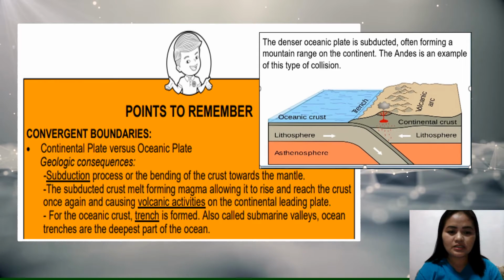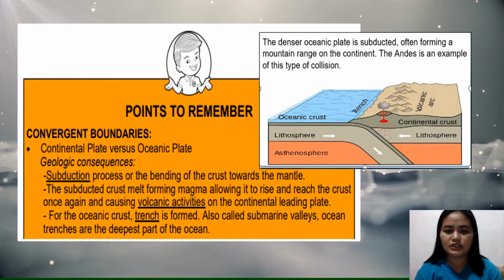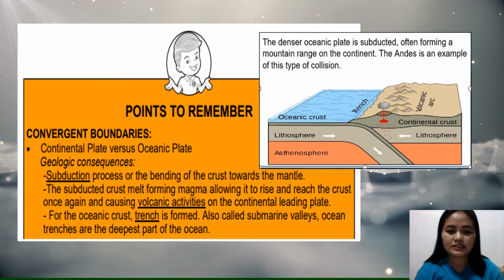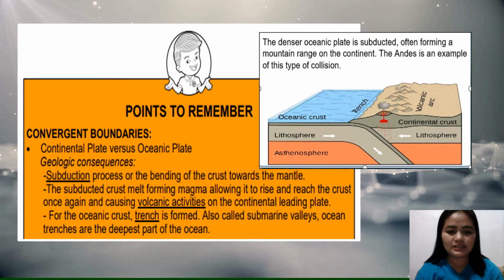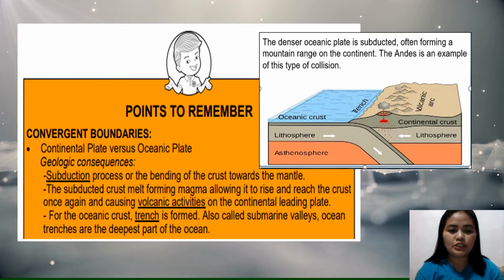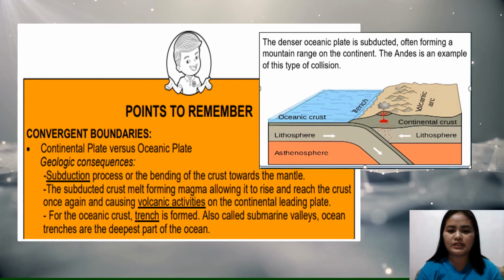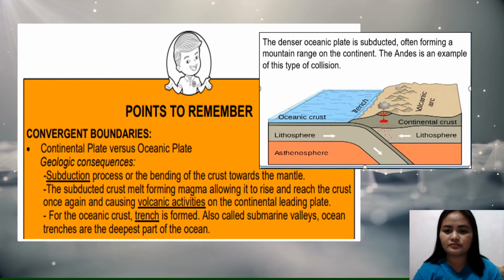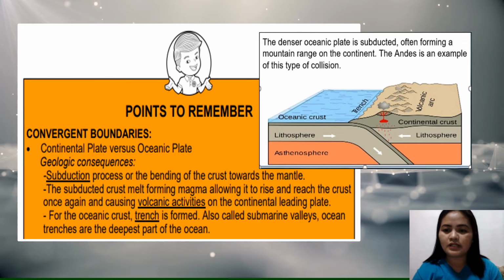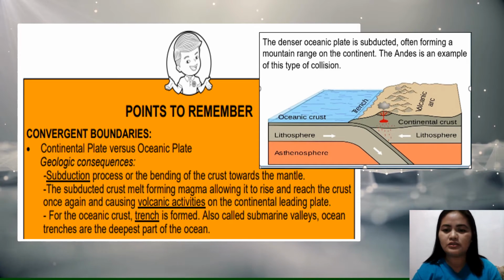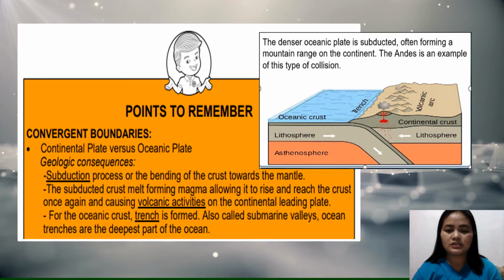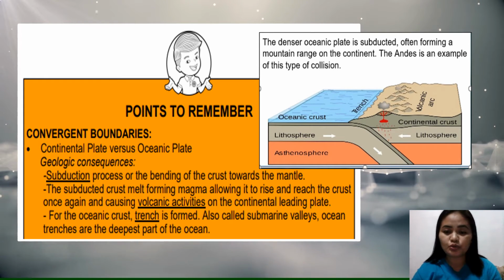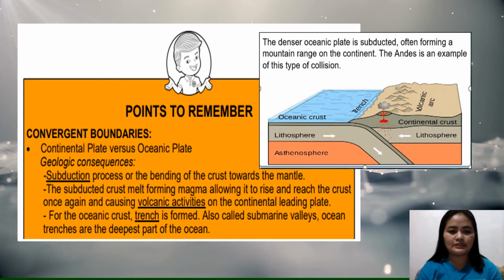For the oceanic crust, trench is formed. You can see it in the picture. This trench is also called submarine valleys. These are the deepest part of the ocean. Back to the picture. For the oceanic crust, trench is formed. And for the continental crust, there is volcanic arc or simply volcano that is being created because of the magma that is formed under due to subduction process.